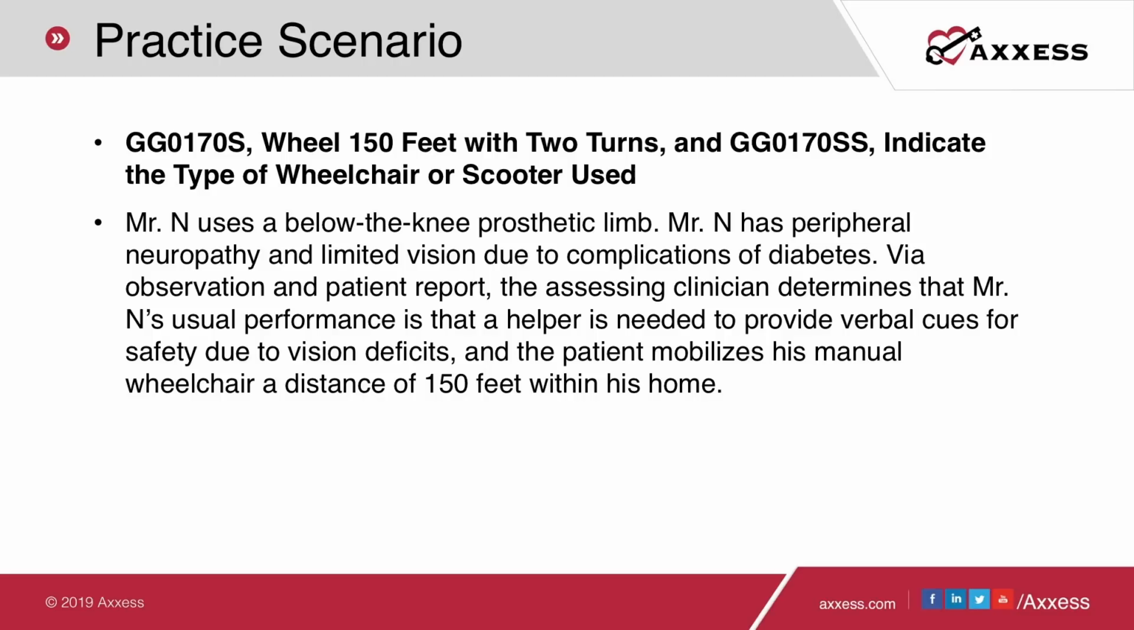Mr. N uses a below-the-knee prosthetic limb. Mr. N has peripheral neuropathy and limited vision due to complications of diabetes. Through observation and patient report, the assessing clinician determines that Mr. N's usual performance is that a helper is needed to provide verbal cues for safety due to vision deficits, and the patient mobilizes his manual wheelchair a distance of 150 feet within the home. How would you answer GG0170S and GG0170SS?